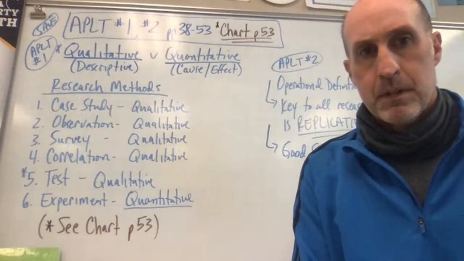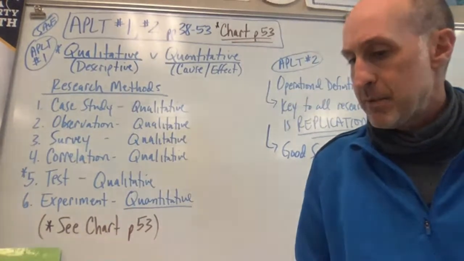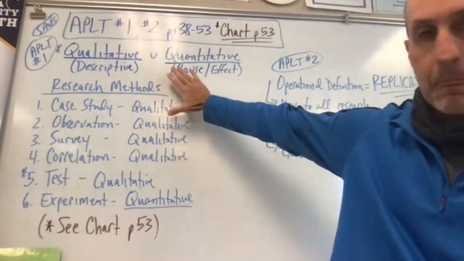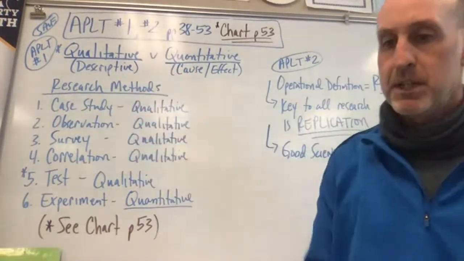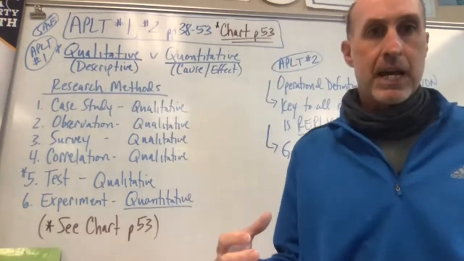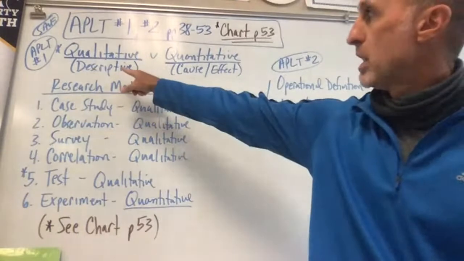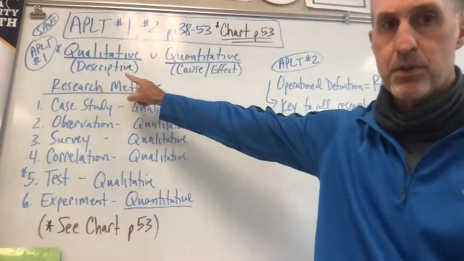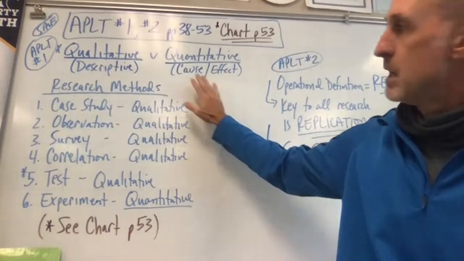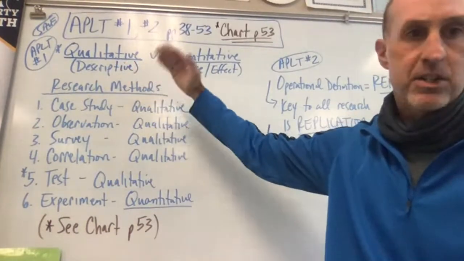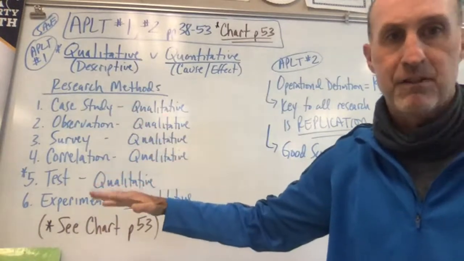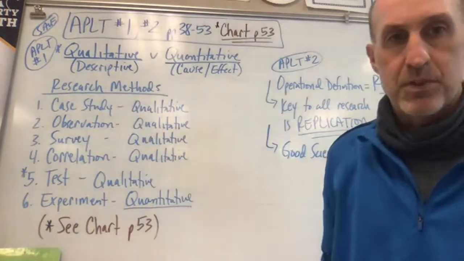Let's start with number 1, differentiate types of research in regards to purpose, strengths, and weaknesses. The first thing we need to know about all the different research methods in behavioral science is that they can fall into one of 2 categories: qualitative, descriptive research, or quantitative cause and effect research. Qualitative research is anything that just describes a relationship or is descriptive in nature, which is most of the research methods in behavioral science.